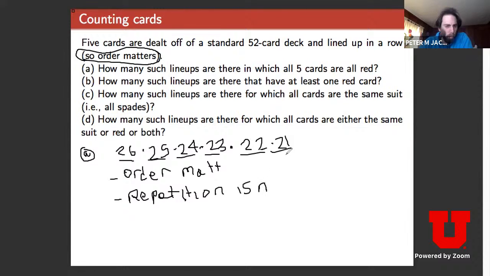Oh, wait. Why is 21 there? 1, 2, 3, 4, 5, 6. Yes, that's right. Thank you. There shouldn't be a 21 there. Repetition is not allowed.